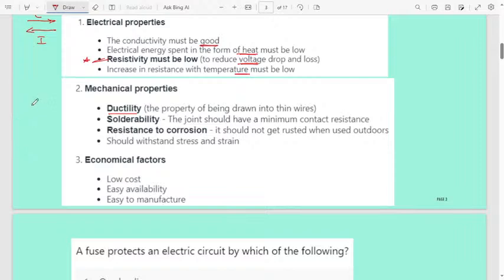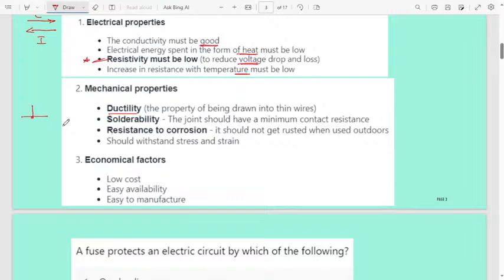Joints like this, this one we will call a joint, when you join three wires. That one is solderability: the joint should have a minimum contact resistance.